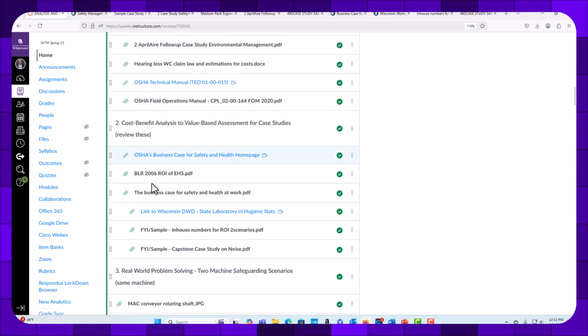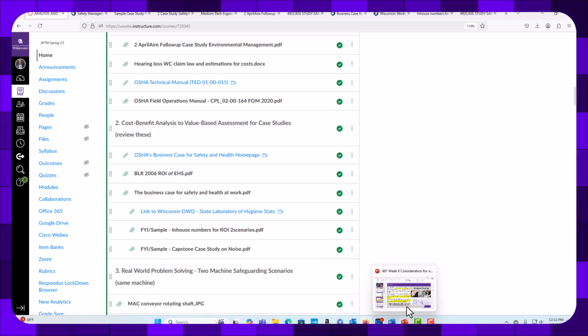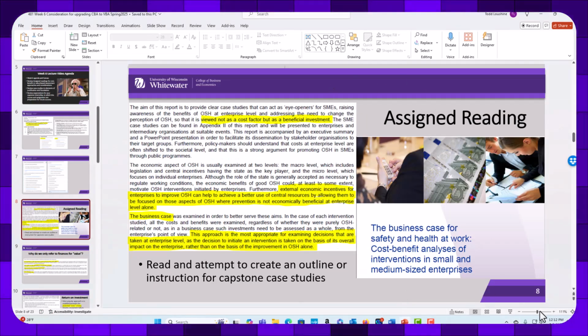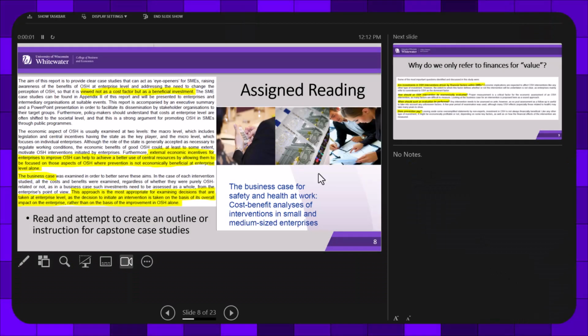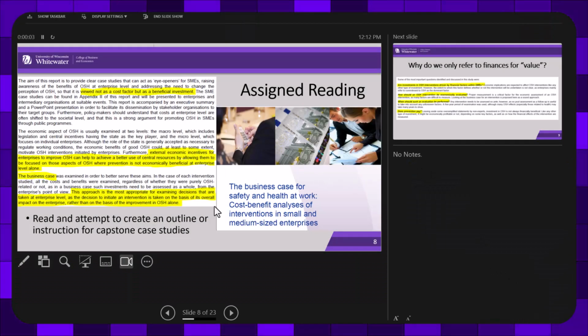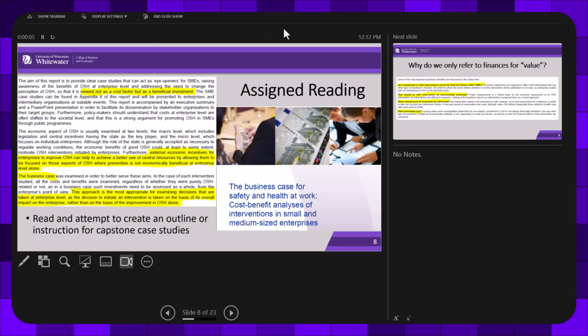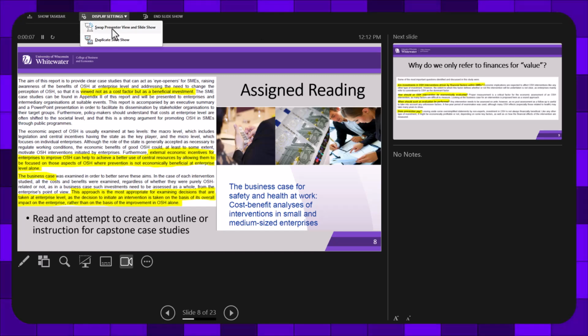All right, so let's go over some of this stuff. So I showed you this already. And then we've got these 3 documents I want you to review for this week. All right, let's bring this back up. So I'm going to review the first one here because this is a European document, business case for safety and health at work.